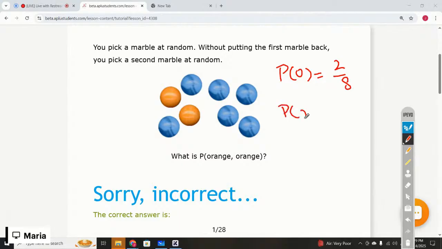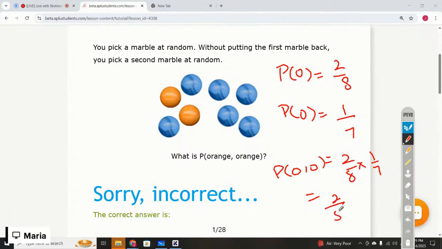Now, without putting the first marble back, you're going to pick another orange marble. You have only one orange marble left, and that is 1 out of 7. So 2 over 8 times 1 over 7. You need to calculate both the probabilities and multiply them. That is 2 over 56, and 1 over 28 it is. So that is the probability of orange and orange.